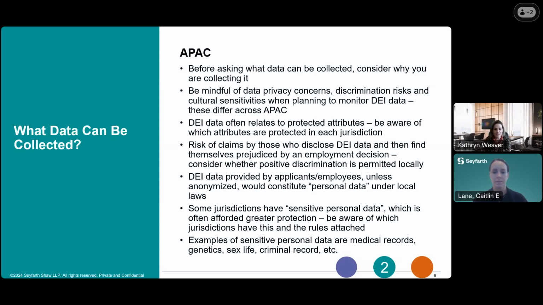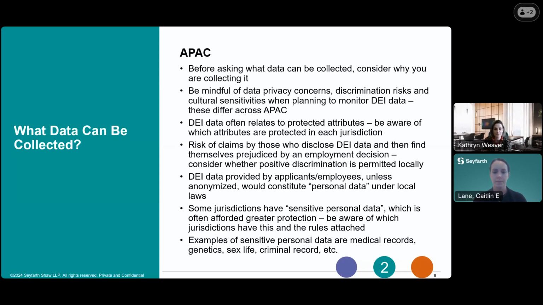For gender, many jurisdictions in Asia Pacific are lagging behind on transgender rights. So asking someone to specify their gender identity could be considered to be controversial. And having a long drop-down list of all the varieties there could also be seen as controversial in some jurisdictions.